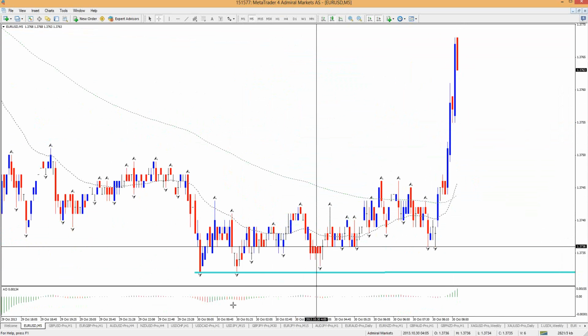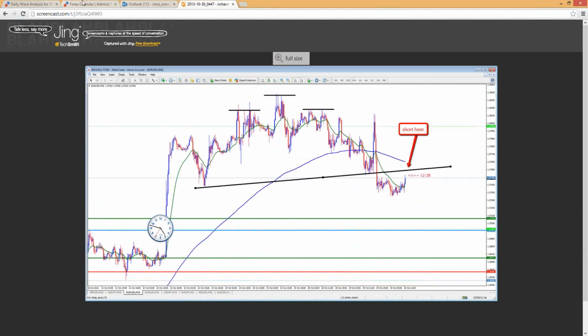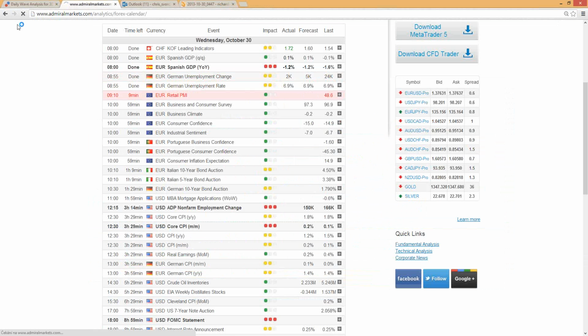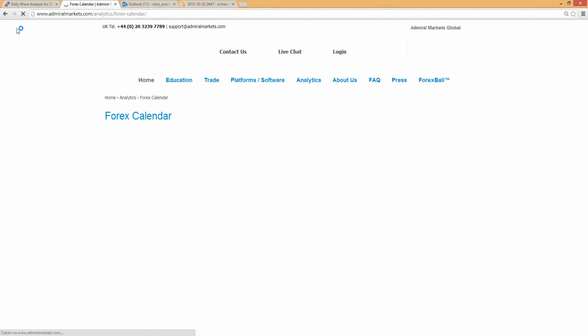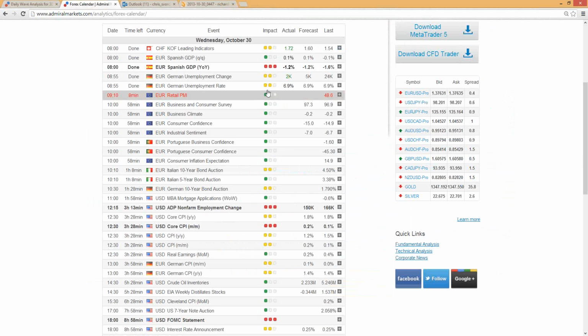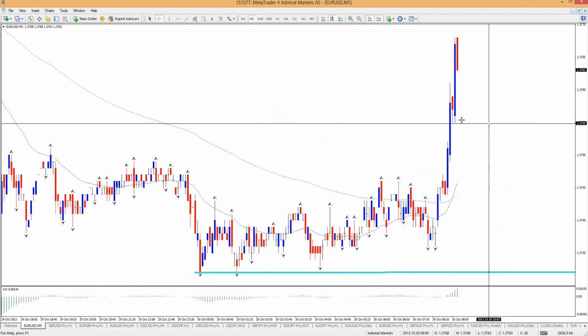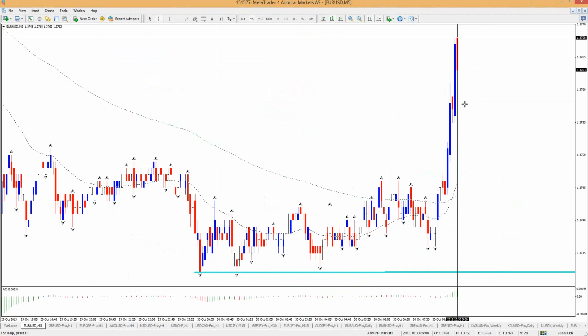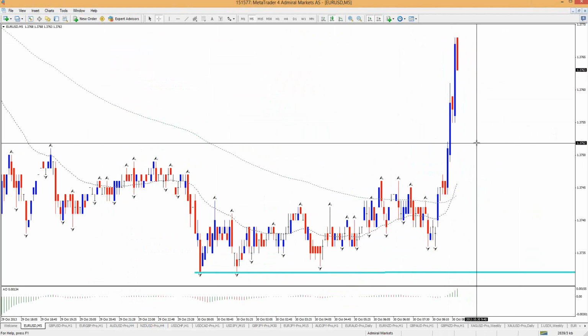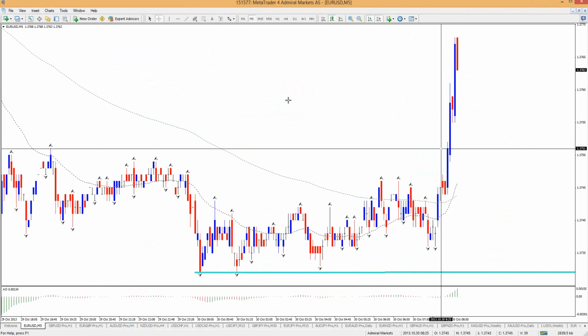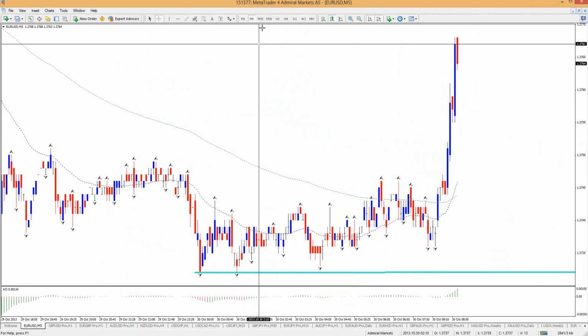Wow, that euro dollar. What happened was German news, right? Let's take a look at what happened with that. So the unemployment change was positive. Unemployment rate stayed the same, 6.9. And that definitely had some positive effect, I believe. The last 5 minutes did see the euro move up from 55 to 68, some 13 pips. Let's see how far this upside can go.